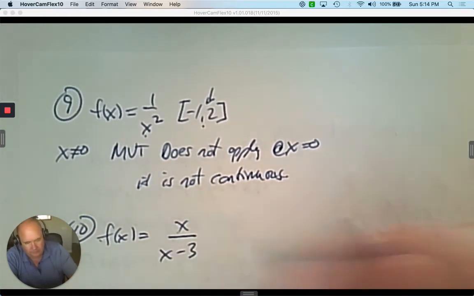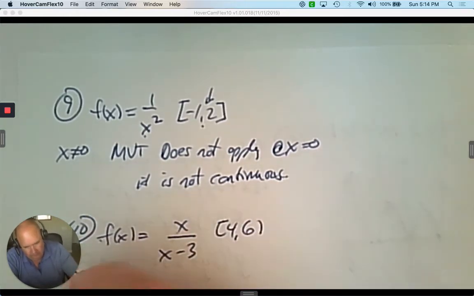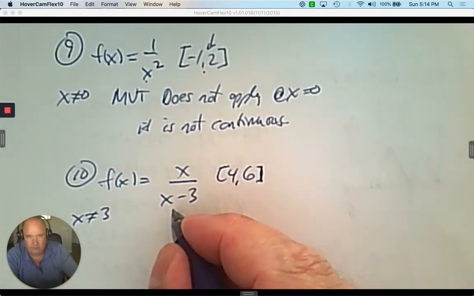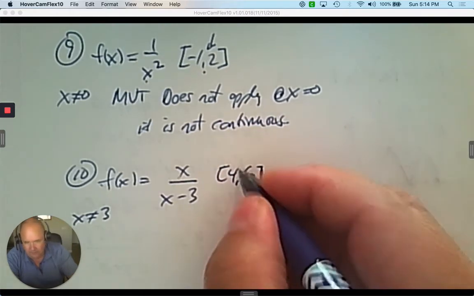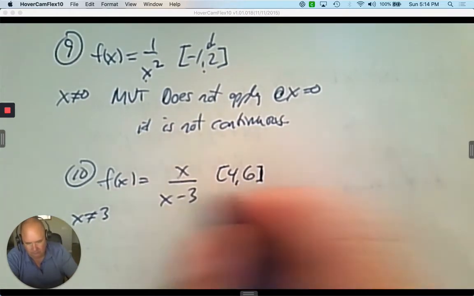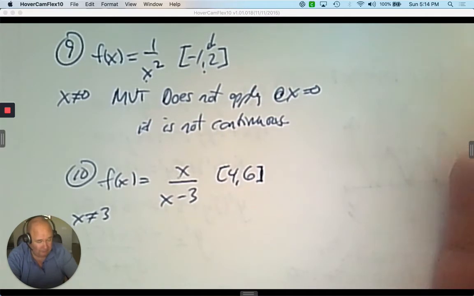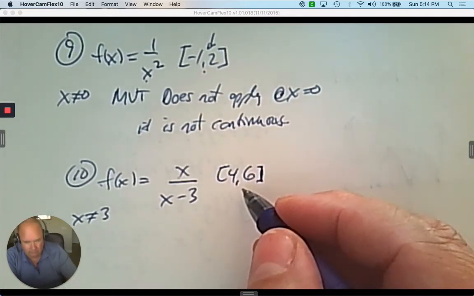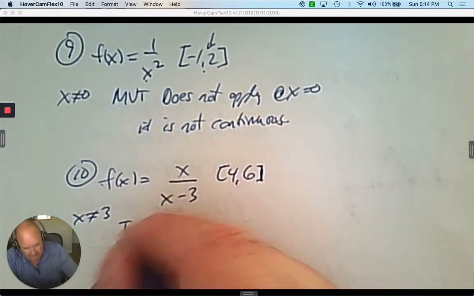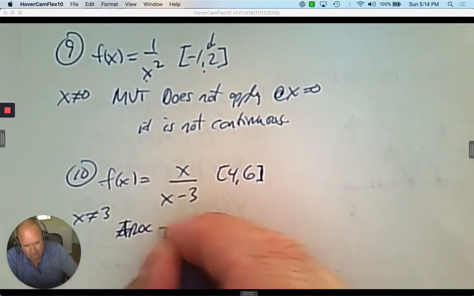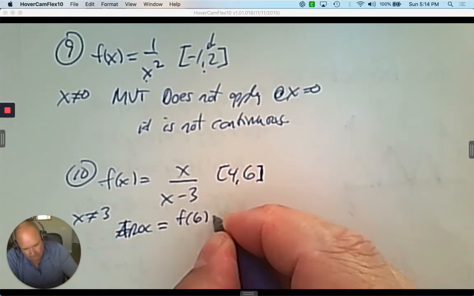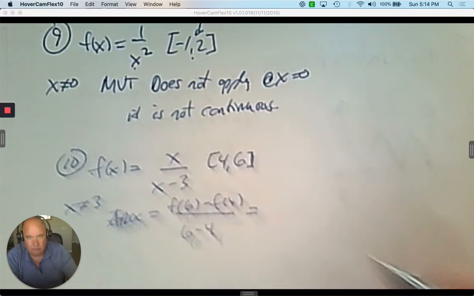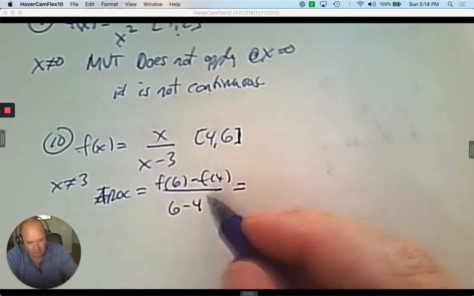For this one, you can see that x can't equal positive 3, because that would make it 0 in the denominator. But 3 is not in my interval. So from 4 to 6, it's okay, and from 4 to 6, it's also differentiable. So for this one, it does apply, and it will work because of the interval. Now, I need to do the I rock and the A rock. Let's do the A rock first. That's f at 6, subtract f at 4, divided by 6, subtract 4. That's the difference quotient, or the slope formula.